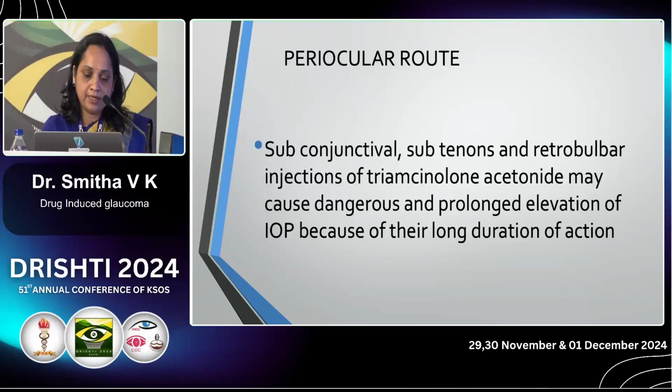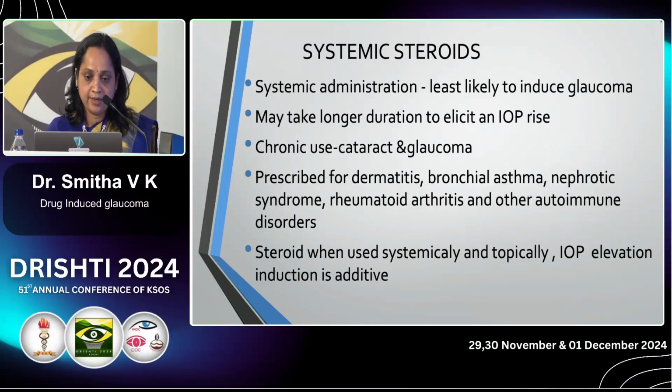Periocular route is more dangerous. It causes prolonged elevation of IOP because of the long duration of action. And systemic steroids are the least likely to induce glaucoma. It may take longer duration for the IOP to rise. Chronic use of systemic steroids leads to cataract and glaucoma. And when steroids are used systemically and topically, IOP elevation is additive.